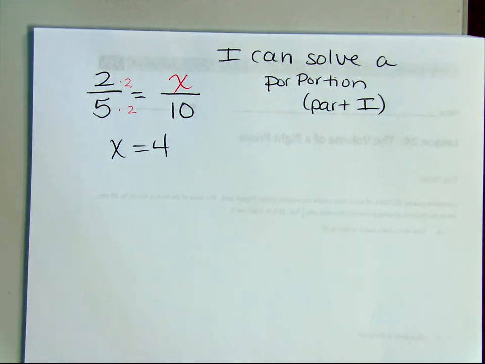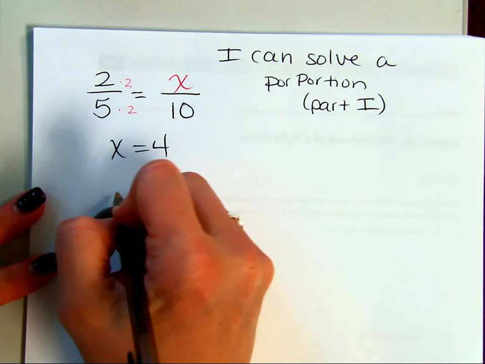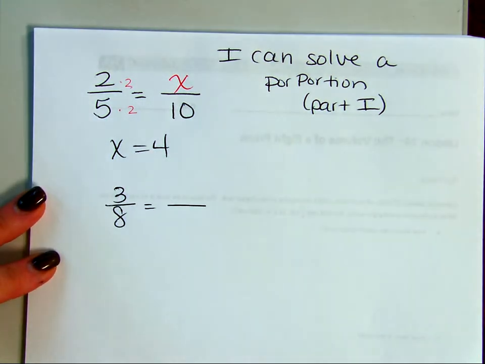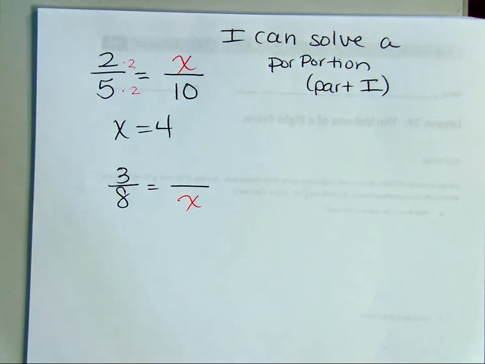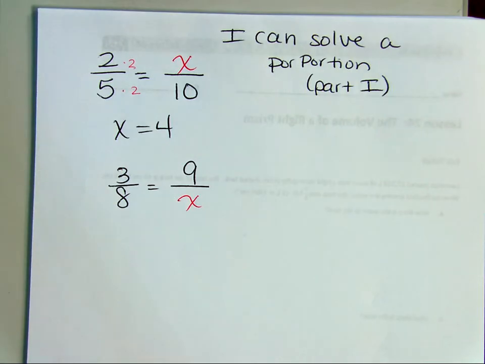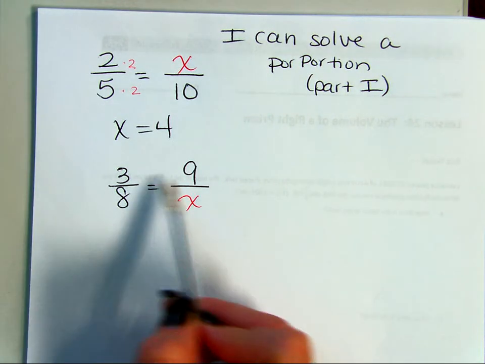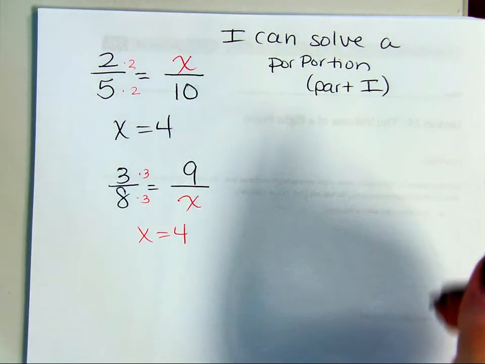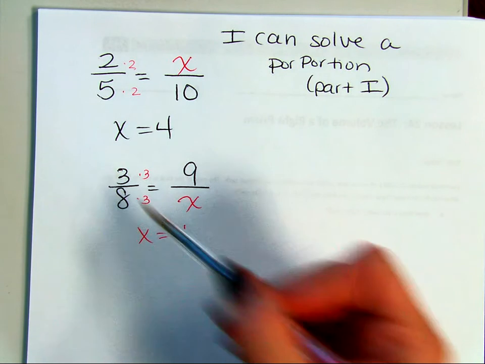Okay? Let's do another one. Let's take 3/8 equals, because sometimes the variable might be on the bottom. Okay? 9. Make it 9. So now what could you do for that? Yeah, she just did the multiply. Anybody do it differently? Anybody start with the 9 and divide to get the 3?